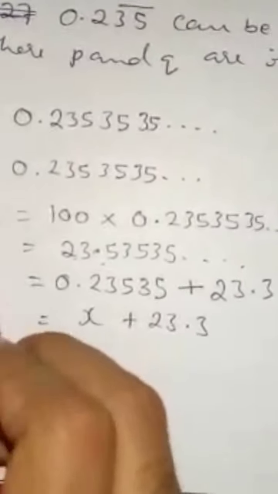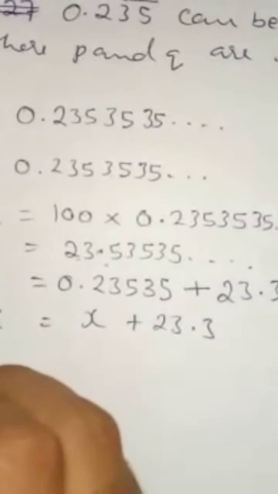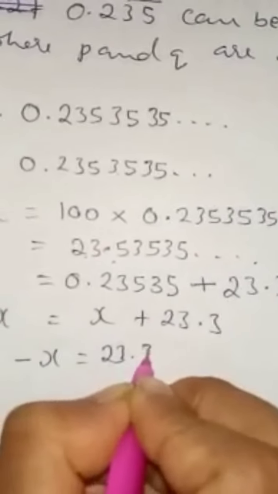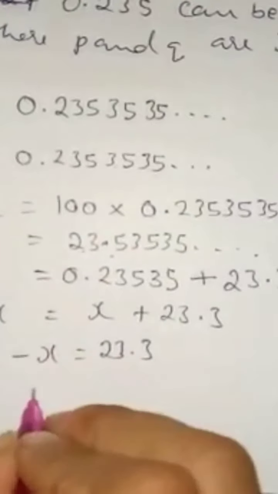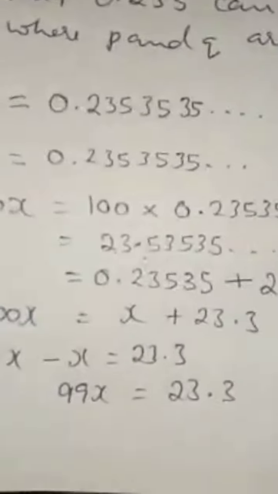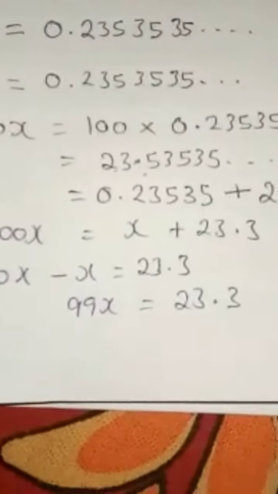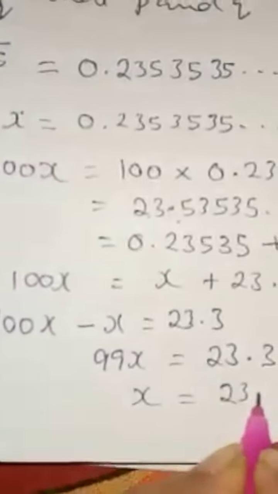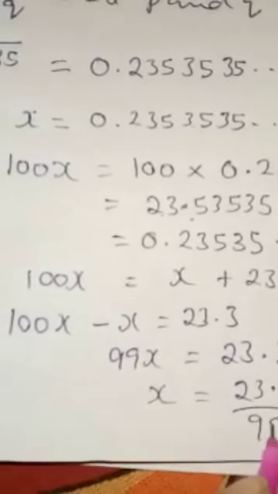This is 100x. So bring x terms together. What it becomes? 100x minus x is equals to 23.3. So 100x minus x is 99x is equals to 23.3. Now what does x become? x is equals to 23.3 by 99.